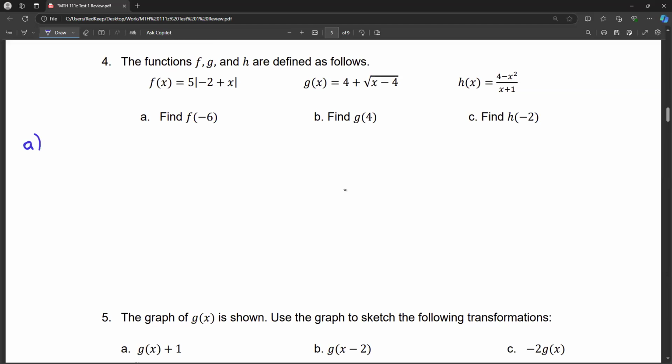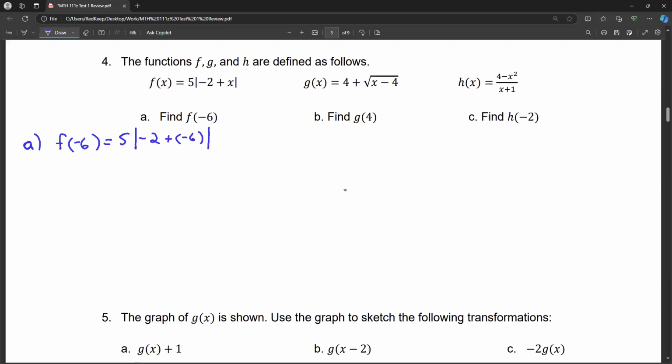And they're asking us to find what f of -6 is. So what happens when I plug in -6 into the f function? Let's go ahead and copy down what the f function was. It's f of x equals 5 times the absolute value of -2 plus whatever our x value is. So let's just plug in -6. I'm going to use parentheses here because I already have that addition symbol.